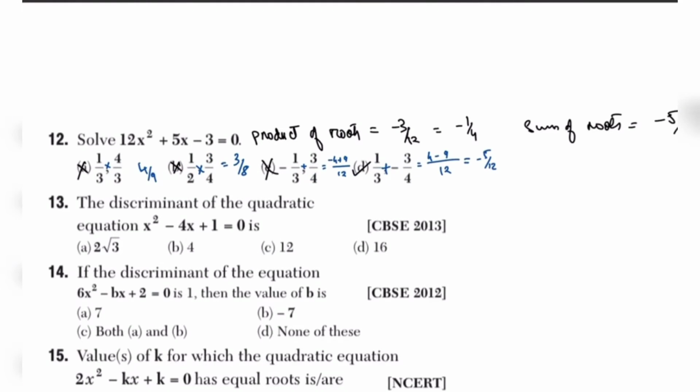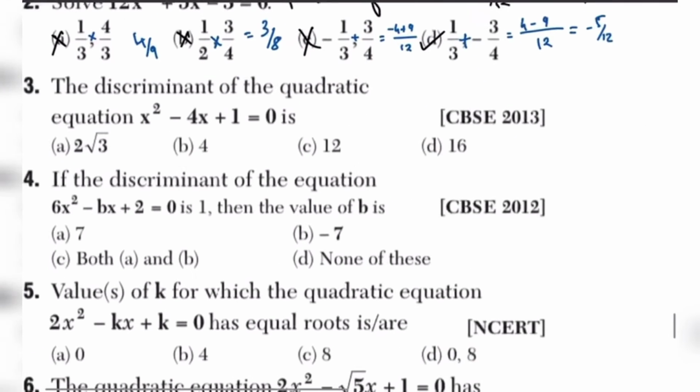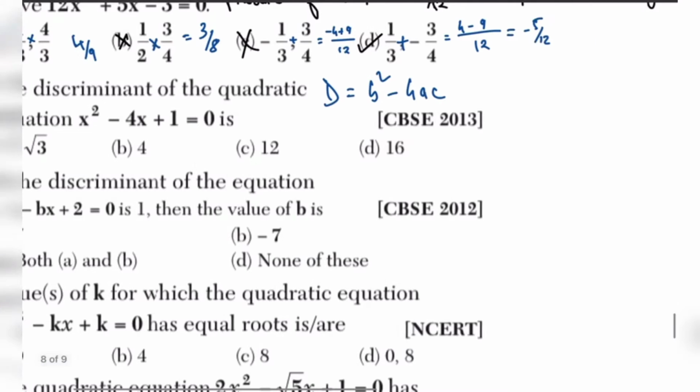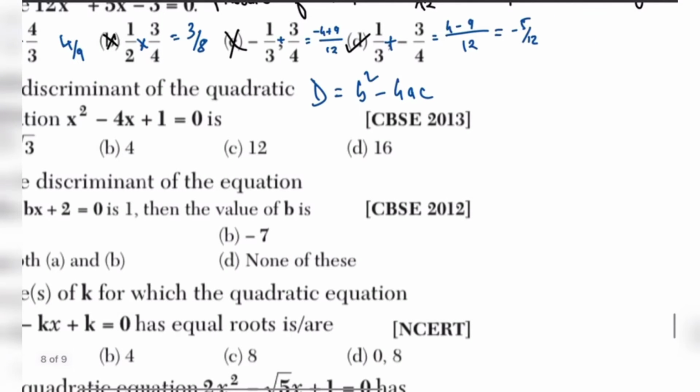Fine. Discriminant. Now the formula for discriminant you already know. D is B square minus 4AC. So in this question, what do you have? A equals 1, B equals minus 4, C equals 1. So B square minus 4AC is 16 minus 4, that is 12. Here is your correct option.